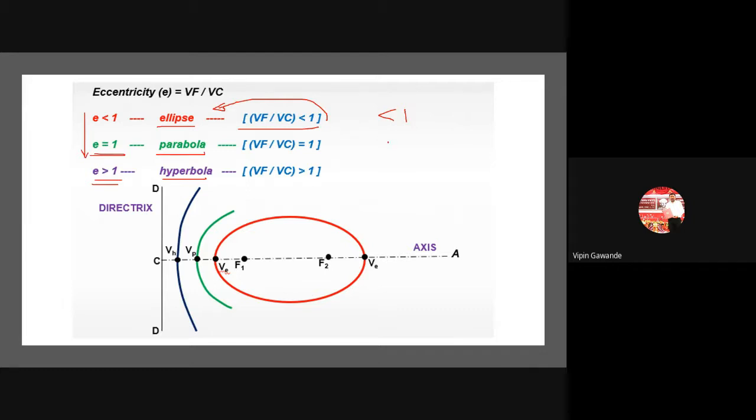Otherwise, they will give you the ratio. Suppose 2 by 3. If the eccentricity ratio is 2 by 3, which type of curve will you construct? Since this eccentricity ratio is less than 1, we have to construct the ellipse. Now, if the eccentricity ratio is 3 by 2, which type of curve will you construct? Since the eccentricity ratio is greater than 1, we have to construct the hyperbola, because for hyperbola, eccentricity is greater than 1.